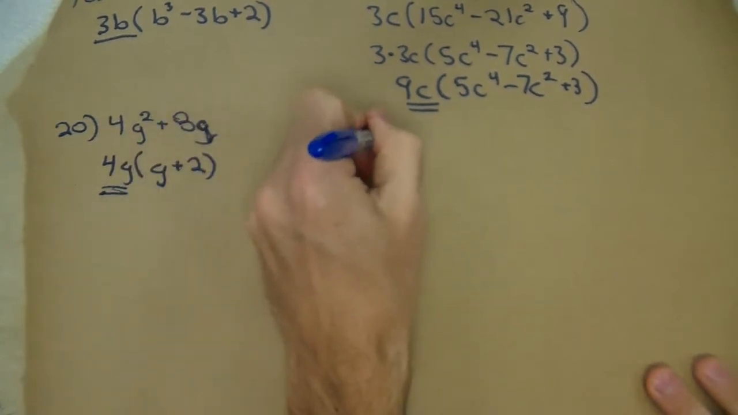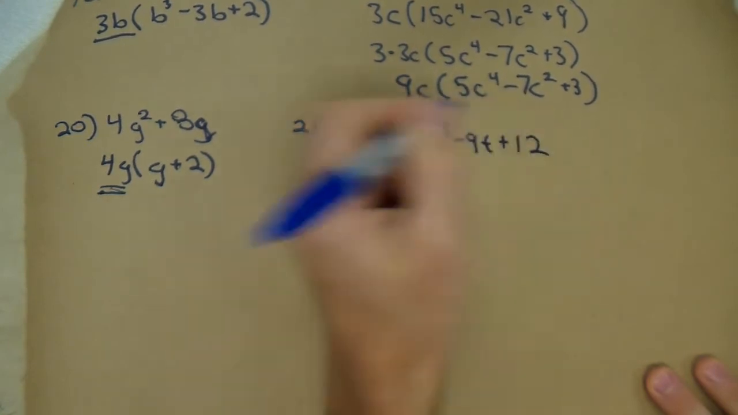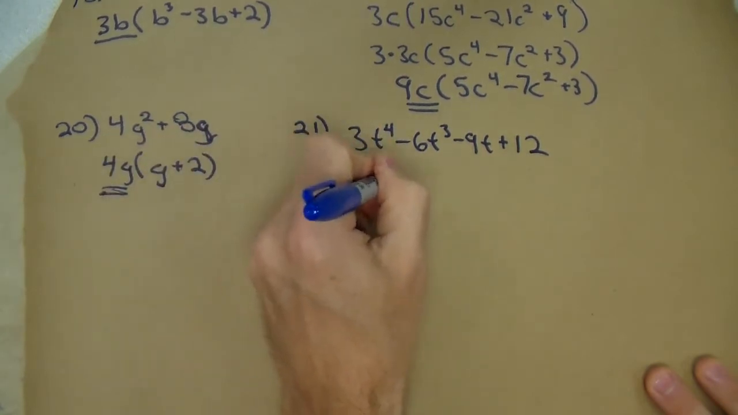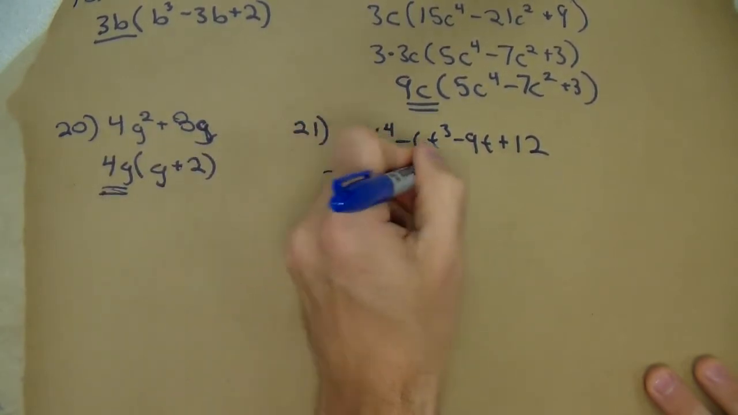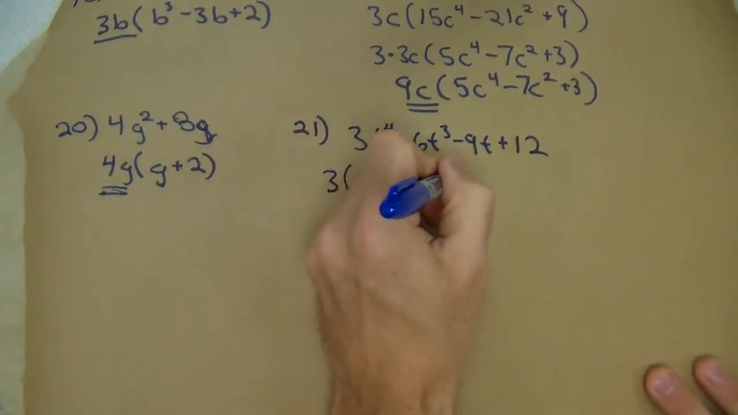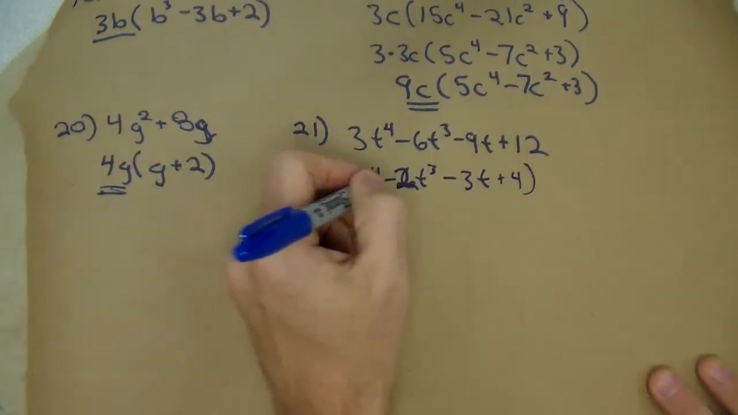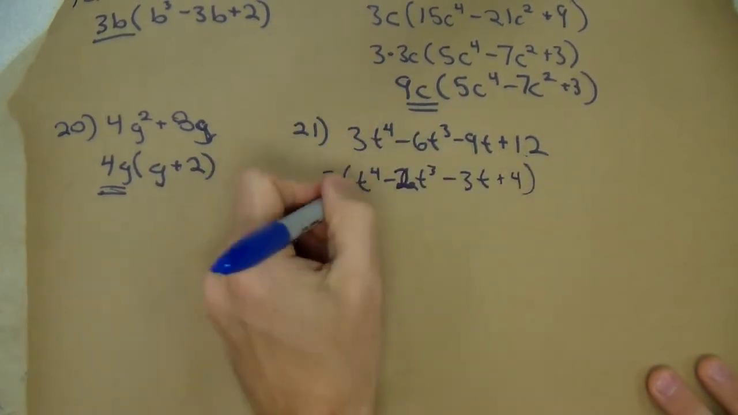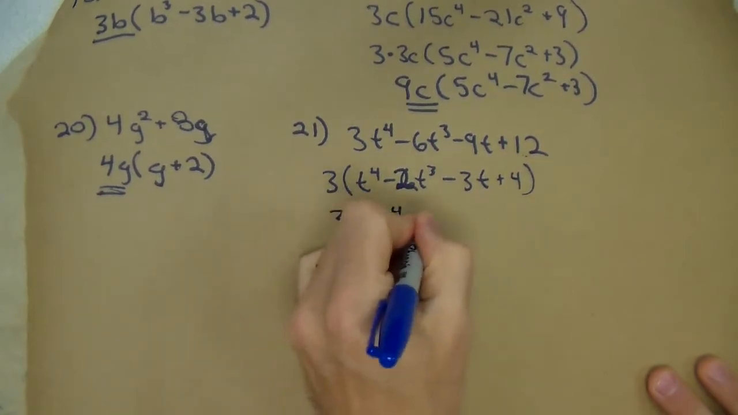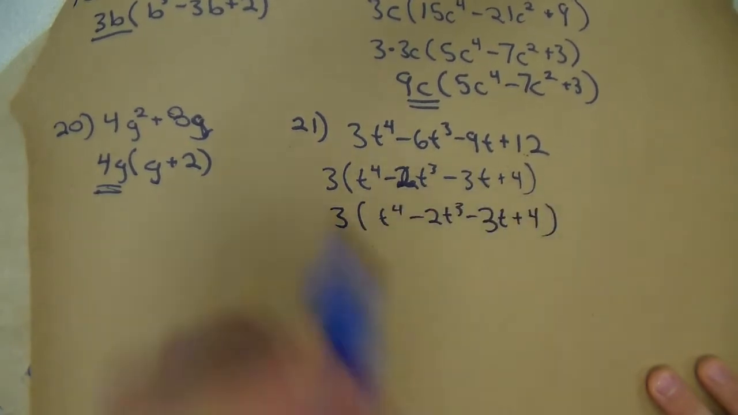For 21, we have 3t to the fourth minus 6t to the third minus 9t plus 12. I can factor a 3 out of everything. We have t to the fourth minus 2t to the third minus 3t plus 4. So I can't factor out anything else. I don't have another t to go with. Let me write that a little bit cleaner. Our greatest common factor again was 3, and we're left with t to the fourth minus 2t to the third minus 3t plus 4.